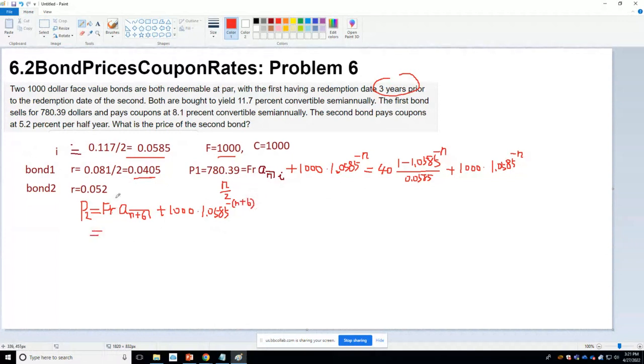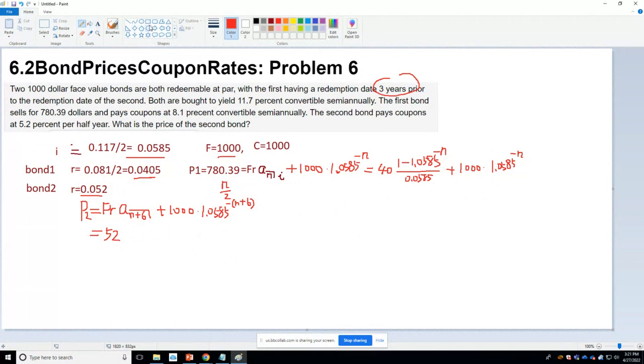In this case, F times R is actually a different coupon rate, so it's actually $52. Anyway, we've got to know the n. Once we solve for the n from the first equation, we'll plug it into the second equation. That should be the total solution. Let's see, how do we solve for the n?